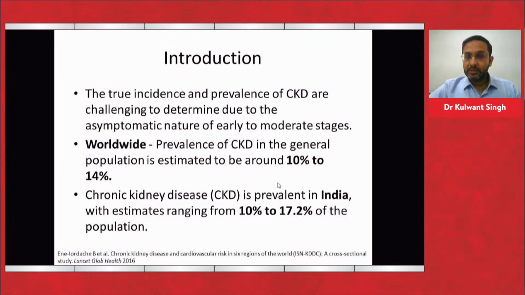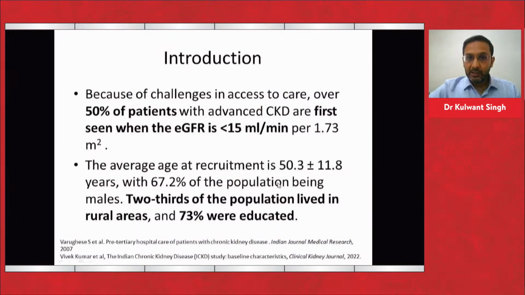In introduction, the true incidence and prevalence of CKD are challenging to determine due to the asymptomatic nature of disease in the early stages. Worldwide, the prevalence of CKD is around 10% to 14%. In India, various studies have shown that prevalence ranges from 10 to 17% in our population. This first line is taken from the article of Dr. Varghese et al. from CMC Vellore, where they showed that almost 50% of the patients, when they first time present to the physician, are already in stage 5.